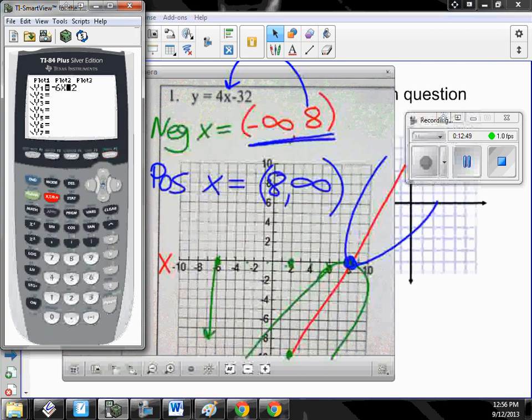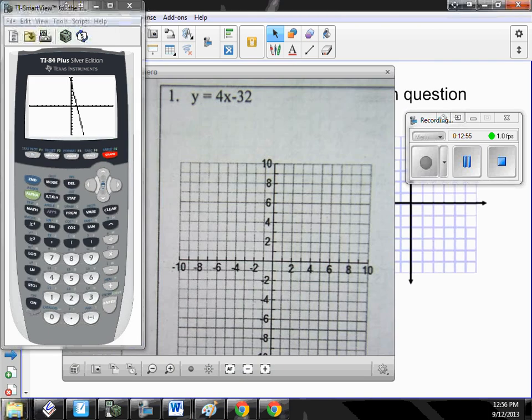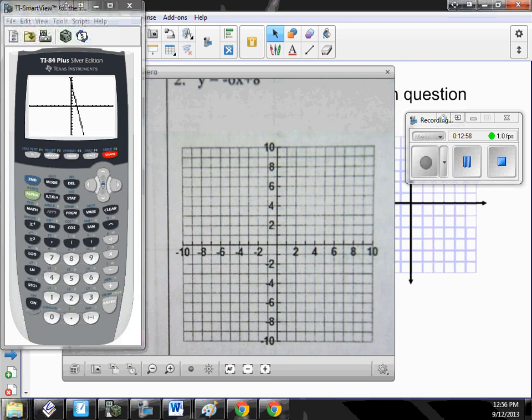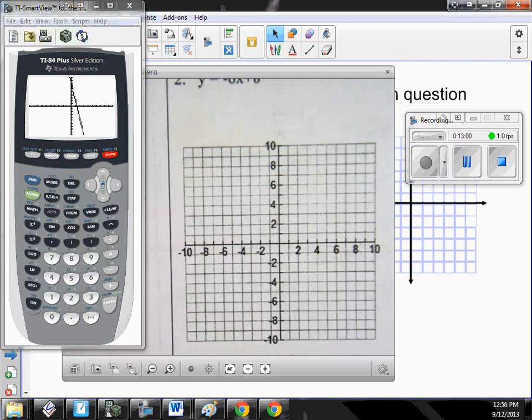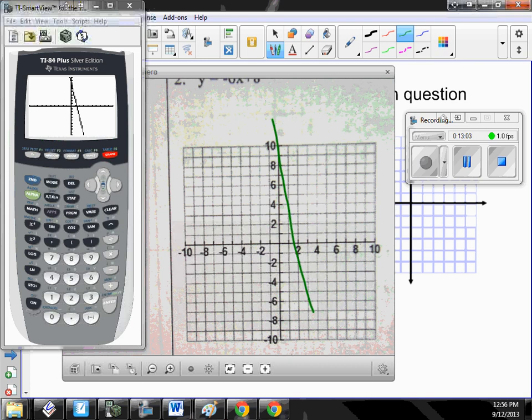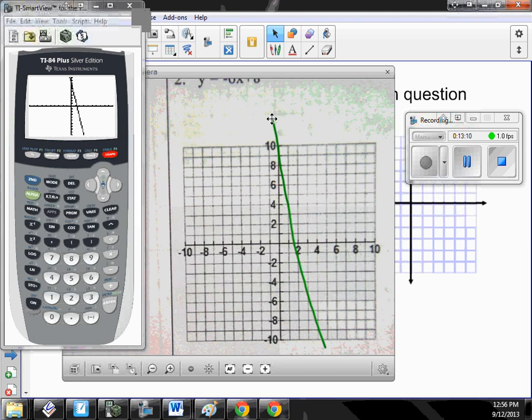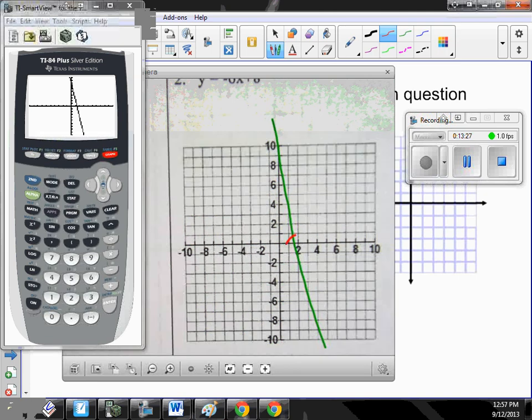So negative 6x plus 8. Is there a portion of this graph that's positive? Yes. Is there a portion of the graph that's negative? So we should have both. We should have a positive answer and a negative answer. Okay? Well, I need to know the root. I need to know the x-intercept.